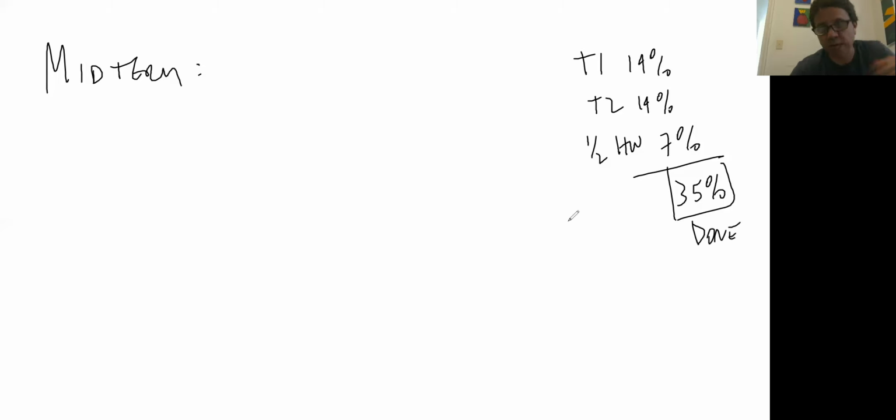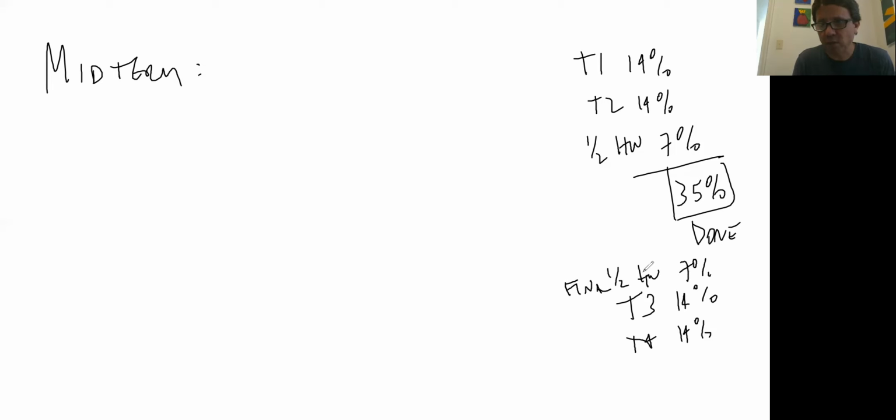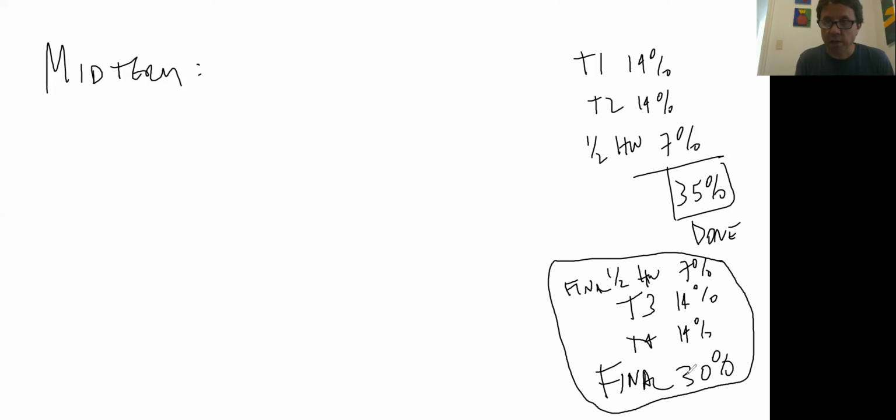So we're halfway through days-wise, but we still have test three and test four. Those are each 14%. Then we also have the other half of the homework, around 7%, it might be 6%. Then the final is 30%, and it's cumulative, which means it covers everything that we have done. We'll have a day where we can do review.